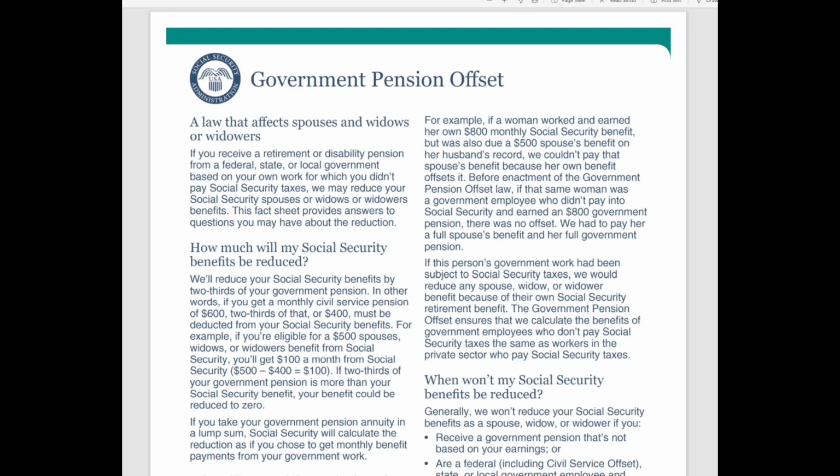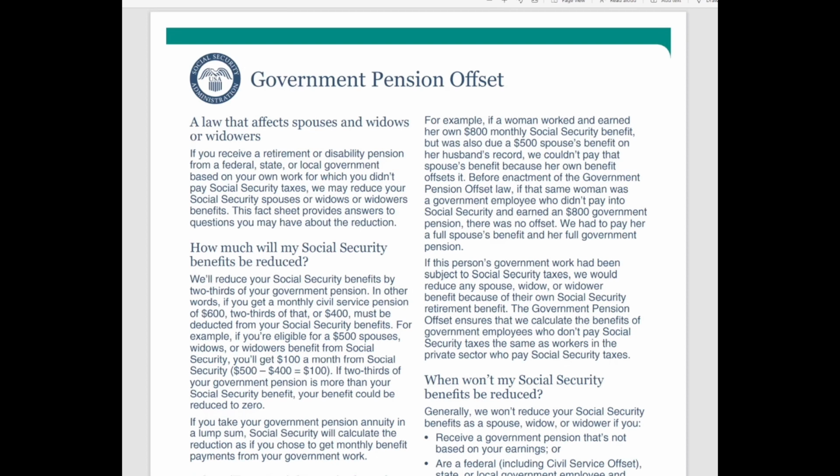In today's video we are going to be continuing our series of offsets. Today's video is the government pension offset. So we're going to be going over what that is, when it's applicable, and how it's applied. Make sure to watch the video in its entirety so you don't miss any small details that could pertain to you, so that you're not surprised when you go to file for Social Security benefits, no matter what it is that you're filing for.